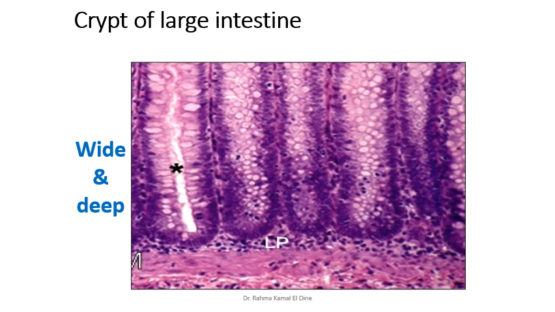Fixed slides. Here we have the large intestine. The crypt appears wide and deep. Between them there is connective tissue corium, and it is filled with goblet cells. What do I mean by fixed slides? Under the microscope, the slide is fixed. You cannot move it, and it's present at a higher magnification.